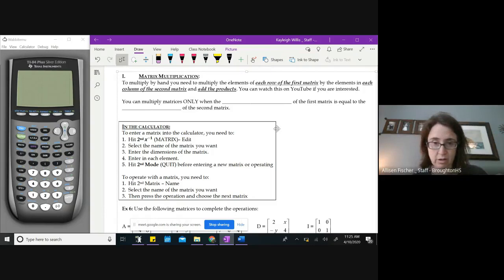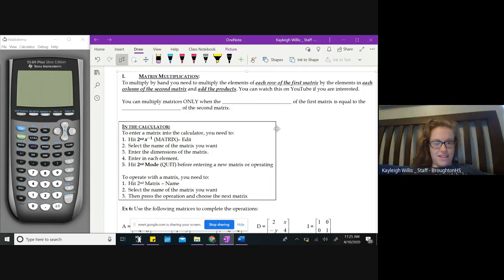Matrix multiplication, guys, is not as easy as you think. You have to multiply the elements of each row of the first matrix by the elements of each column of the second matrix, and then you have to add them together. Almost sounds like dot product, in my opinion, but you're doing it like 5 times, depending on how many elements you have. You can watch the YouTube video, if you're interested. But I am only going to teach you guys how to do it in the calculator.